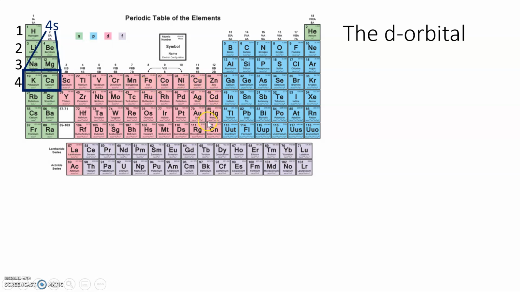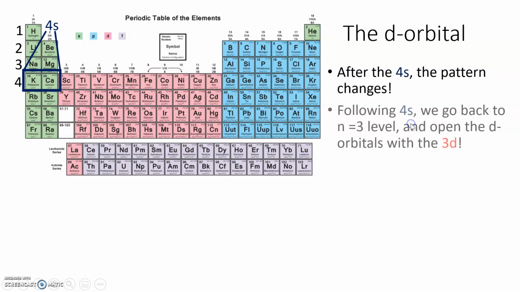Well, now we've got what we call the d orbital. So after the 4s, our pattern changes. We're actually going to go back to the 3rd energy level. It doesn't seem to make a whole lot of sense. I'll talk about that a little bit more in just a second.